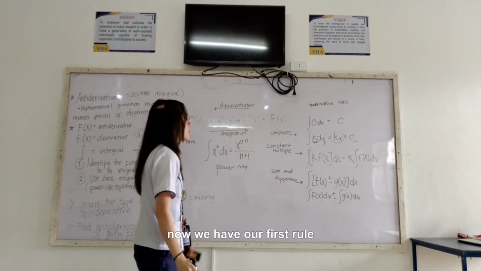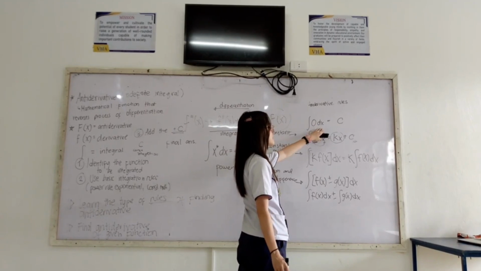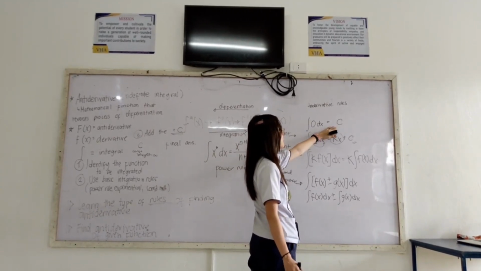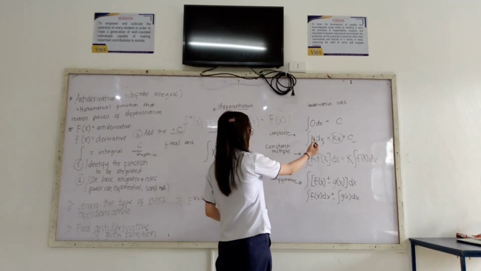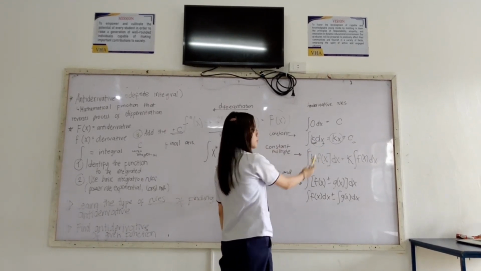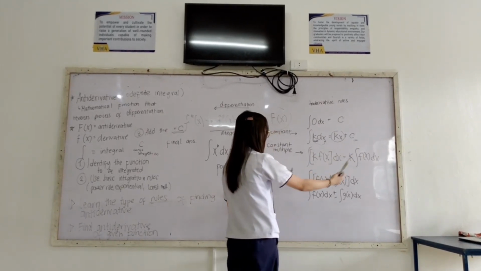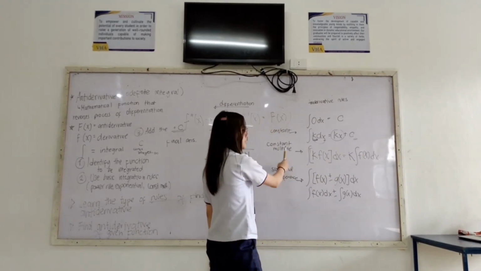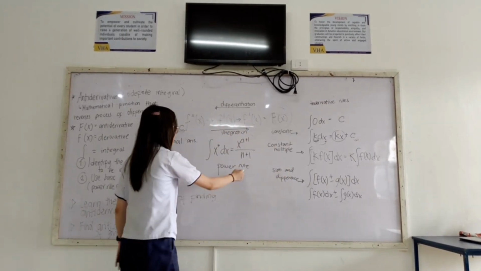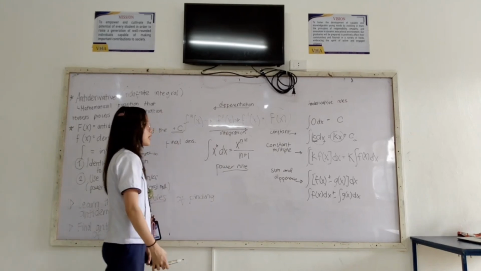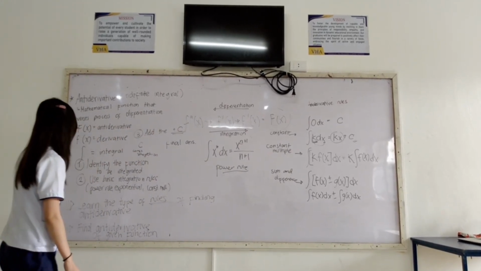Now we have our first rule, which is when we multiply 0 to x, it will only become the constant of integration. And we have here the constant, which is just defined as k, which we will multiply with x, and add your constant of integration. And then the constant multiple, sum and difference, and lastly, the power rule. So those are the basic antiderivative rules.